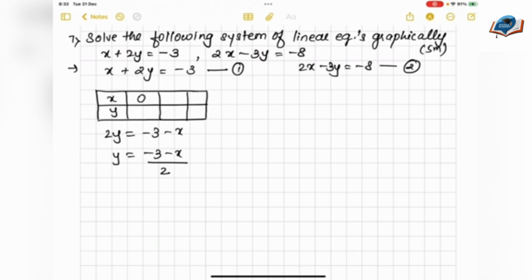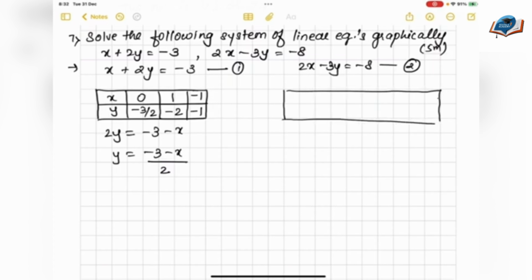So if I put 0 as x, the answer will be minus 3 by 2. If I put 1, minus 3 minus 1 will be minus 4 divided by 2, so minus 2. And if I put minus 1, minus of minus will be plus, so minus 3 plus 1 will be minus 2. Minus 2 upon 2 will be minus 1. Same way, I make the table here for the second equation.